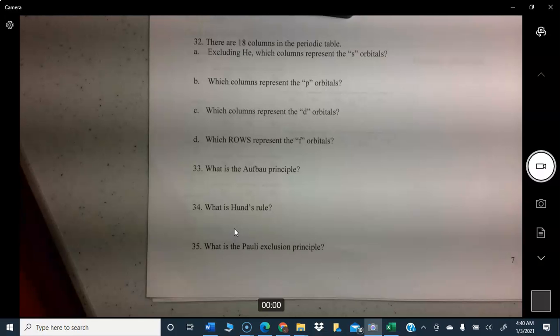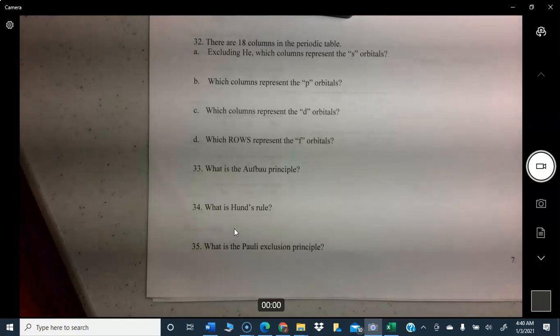Finally, the Pauli exclusion principle says that in any one subshell, if you have 2 electrons, one of them has to have a plus 1/2 spin, and one of them has to have a negative 1/2 spin. Don't worry about what the number 1/2 means. It just means plus and minus. They have to have opposite spins.